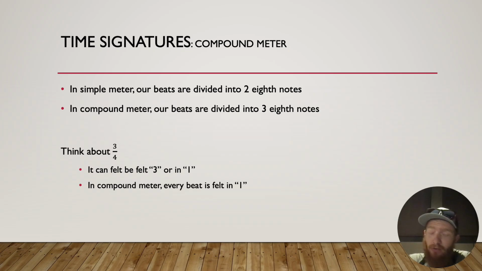In compound meter, we're going to change it, and our beat, instead of getting 2 eighth notes, is going to get 3, right? Here's a fun way to understand it. If you think about 3/4, and we talked about this in our last lesson, it can be felt in 3 and 1. So in 3, it would sound like this: 1, 2, 3, 1, 2, 3, 1, 2, 3. Or felt in 1: 1, 2, 3, 1, 2, 3, 1, 2, 3, 1, 2, 3, 1, 2, 3, right?